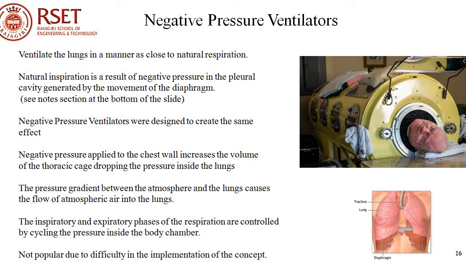Negative pressure applied to the chest walls increases the volume of the thoracic cage or the rib cage, dropping the pressure inside the lungs. The pressure gradient between the atmosphere and the lungs causes the flow of atmospheric air into the lungs. The inspiratory and expiratory phases of the respiration are controlled by cycling the pressure inside the body chamber. This method is not so popular due to difficulty in the implementation of the concept.